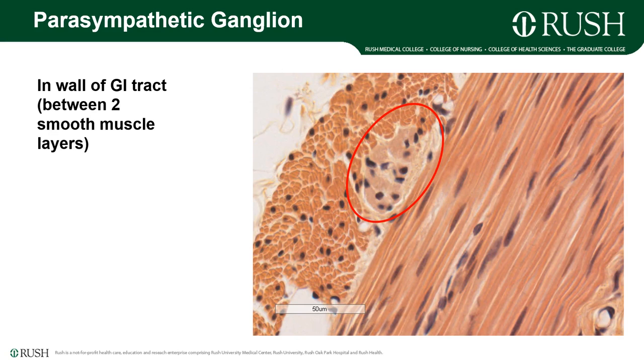So in the parasympathetic ganglion, and you have seen this in the GI tract, for example, you have seen the outer and the inner muscularis layer. There was an aggregation or collection of these neurons, which are referred to as the parasympathetic ganglia.